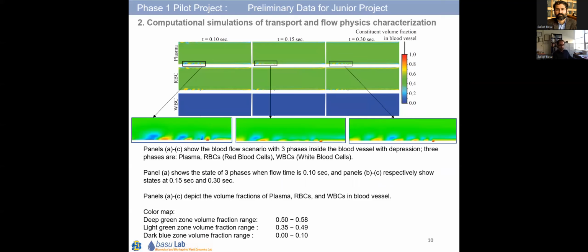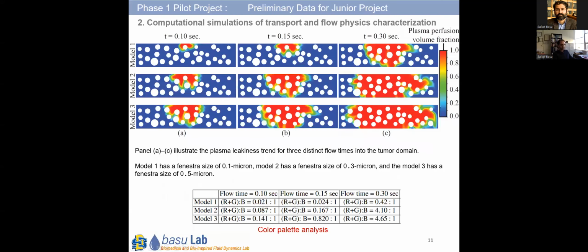Here we show the simulation snapshots in the blood vessel at different time steps. Although the mean transport might look alike, you can see that the wall-induced effects do cause some spatiotemporal fluctuations near the fenestra opening, which is over here, here, and here. But things look more nuanced as we track the dynamics of plasma inside the stroma.